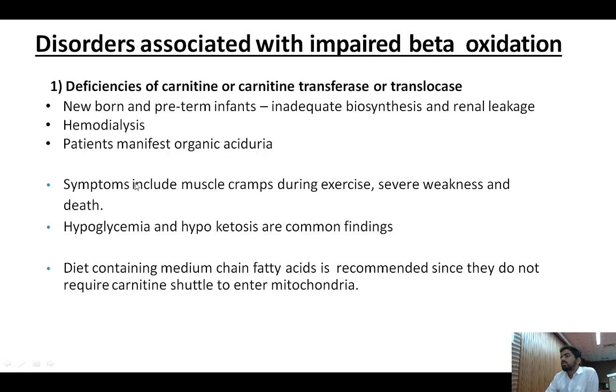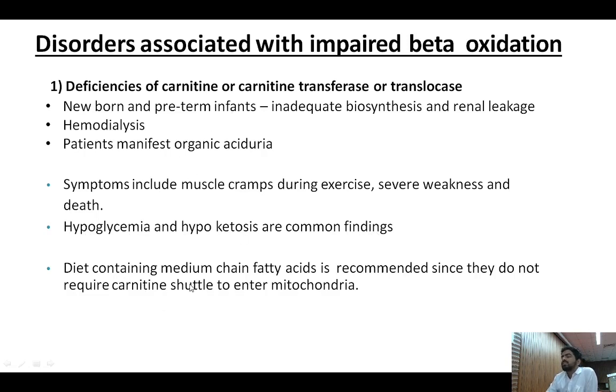Symptoms will include muscle cramp, severe weakness, and ultimately it can lead to death also because of hypoglycemia and hypoketosis, because the body sometimes needs fatty acid beta oxidation, right? So if that is not happening for the energy requirement, then hypoglycemia and hypoketosis can happen. So what to do?